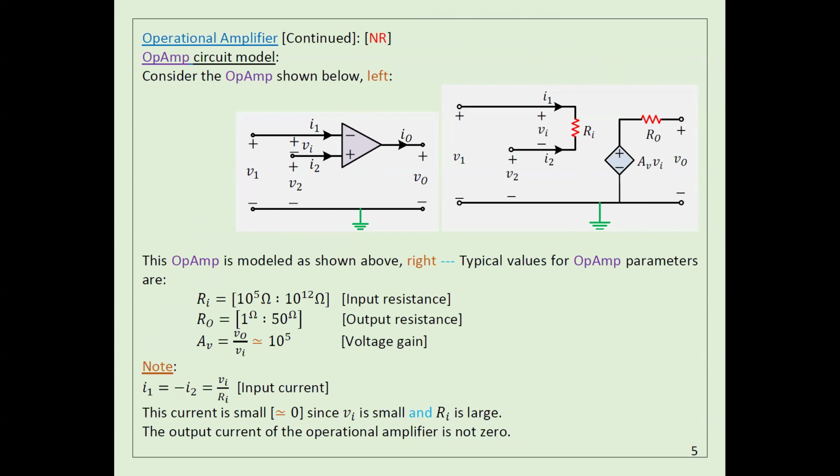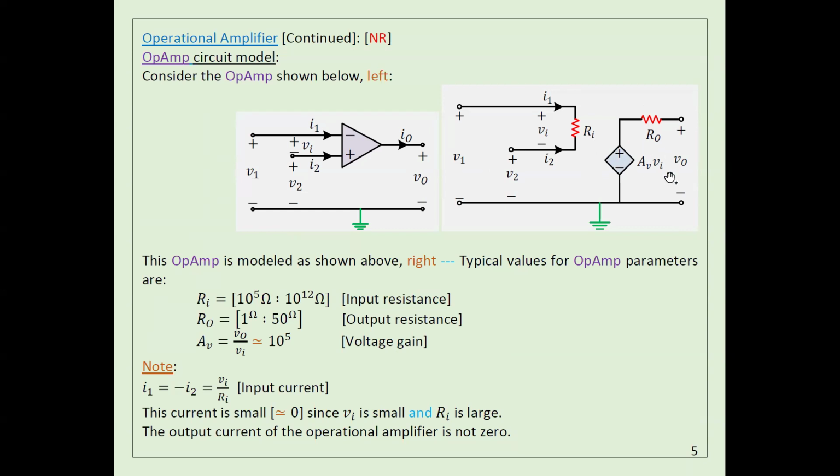So now if you have an op amp, I can remove it and put the equivalent circuit, because this is like an equivalent circuit. This is how it works. So the operation of it, I can represent it using this one. The input here is connected to a very high resistance, between 10 to the power 5 and 10 to the power 12. These are very big numbers. Also, at the output here, we have R output.